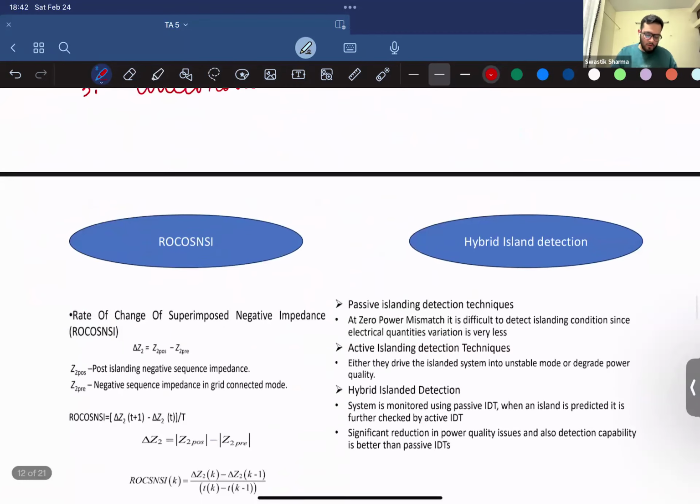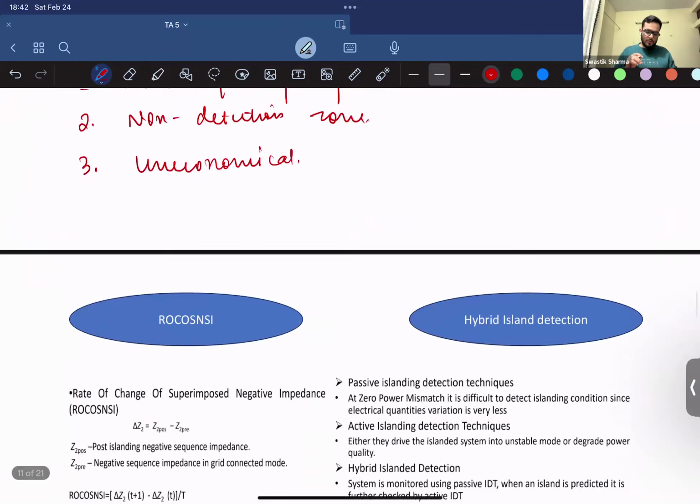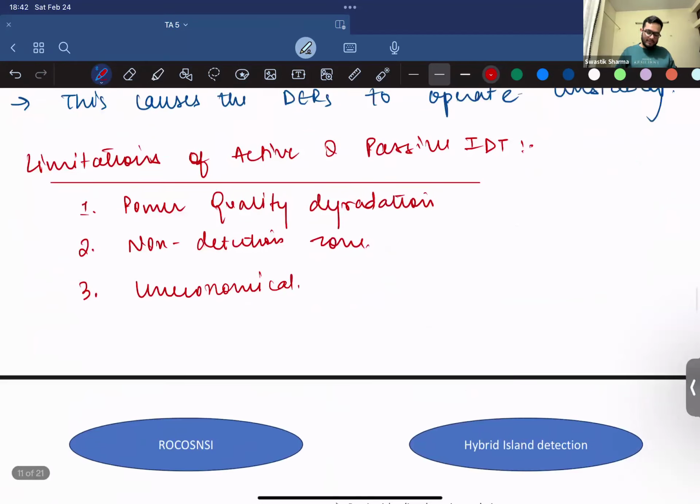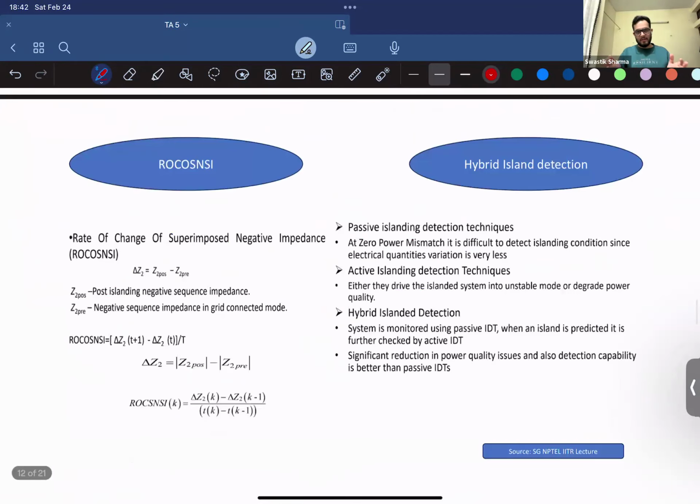To address these limitations, two different approaches were proposed. This one came directly from IIT Roorkee. It was proposed by the research group at IIT Roorkee under Premlata ma'am. What they did was they checked the rate of change of superimposed negative impedance.